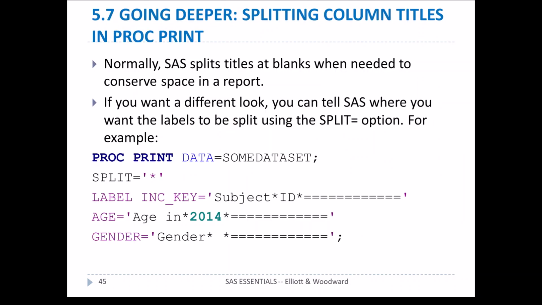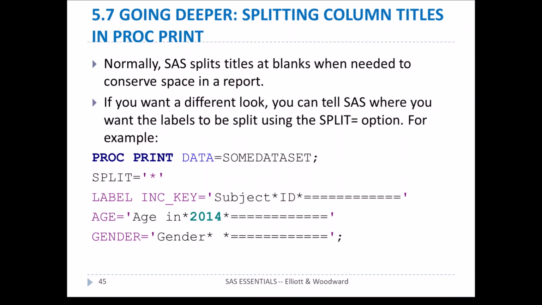Now let's look at this last section, splitting column titles in PROC print. So here we have a PROC print, data sum data set, and we're going to define a split statement, or a split character. In this case, split is equal asterisk. And we have a label statement there.